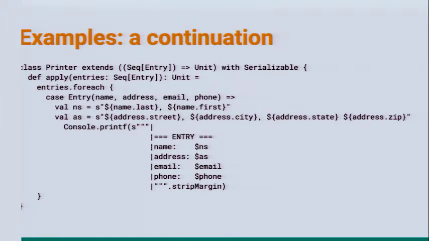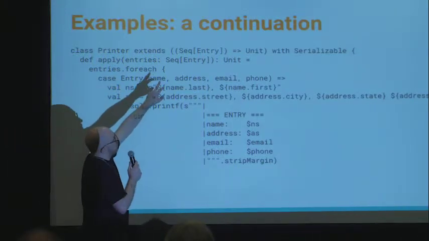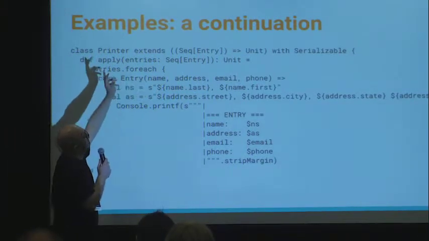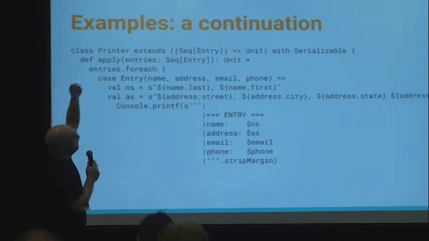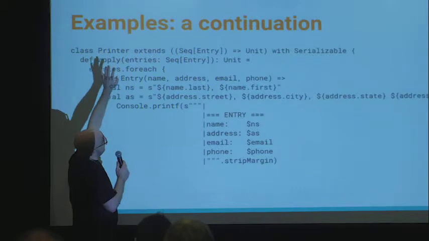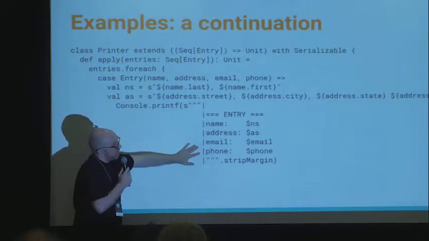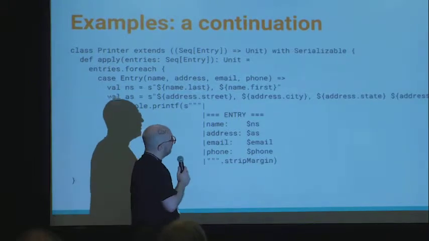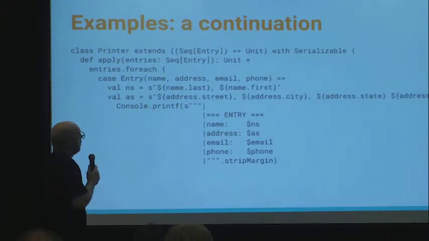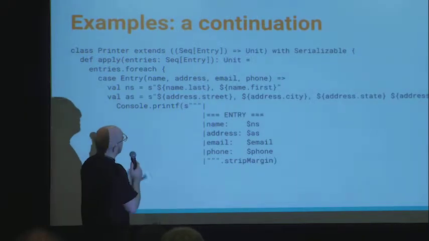So this is like a simple printer continuation. It implements Function1 of a sequence of entries to Unit. So it's just basically going to take a list of entries and print them all out in a sort of nice format here. So you could implement any number of continuation types of your own in Scala like this.